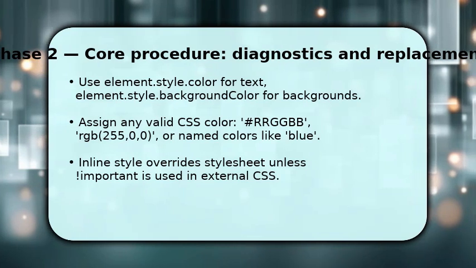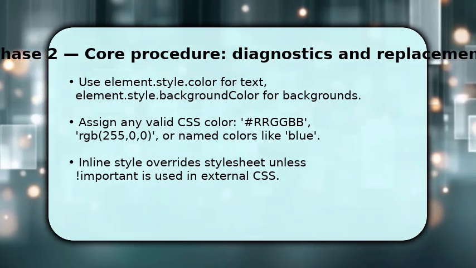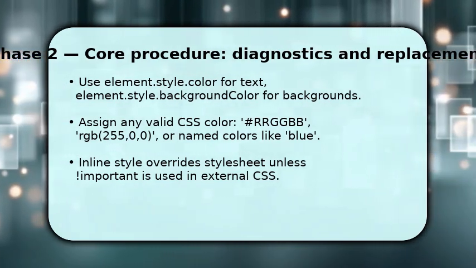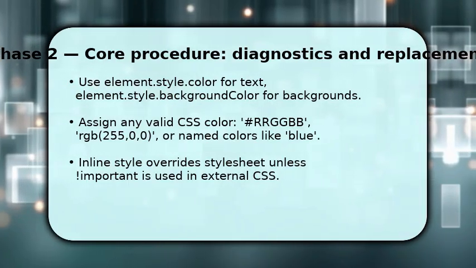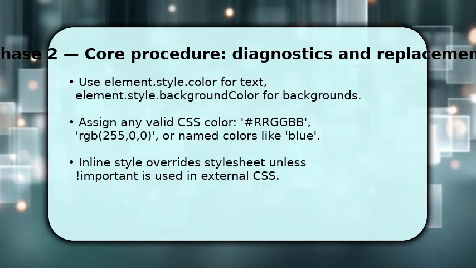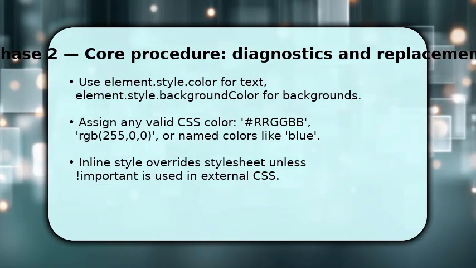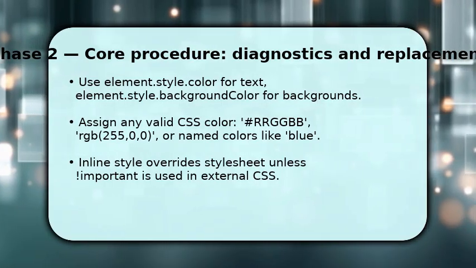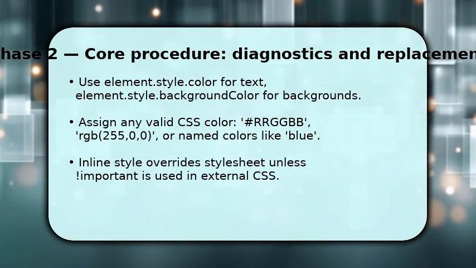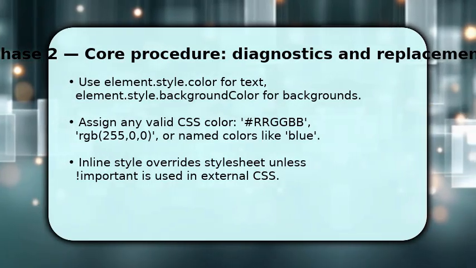Now apply the color by setting element.style.color or element.style.backgroundColor. This is the only direct JavaScript route to change a rendered color on that element. Use any valid CSS color string, hex, RGB, or named values because the style property expects CSS syntax. You do this inline so the browser updates immediately.